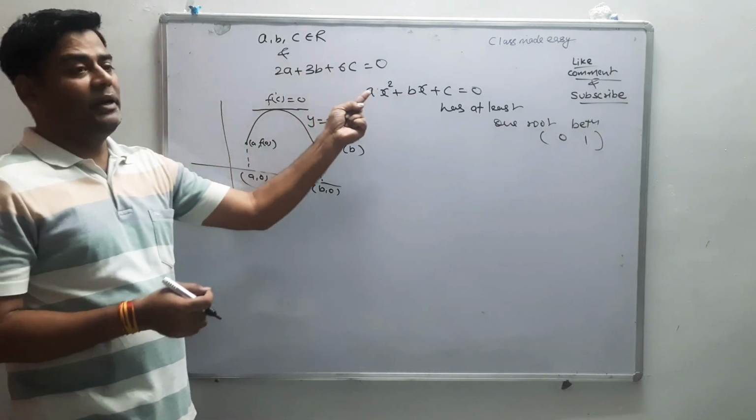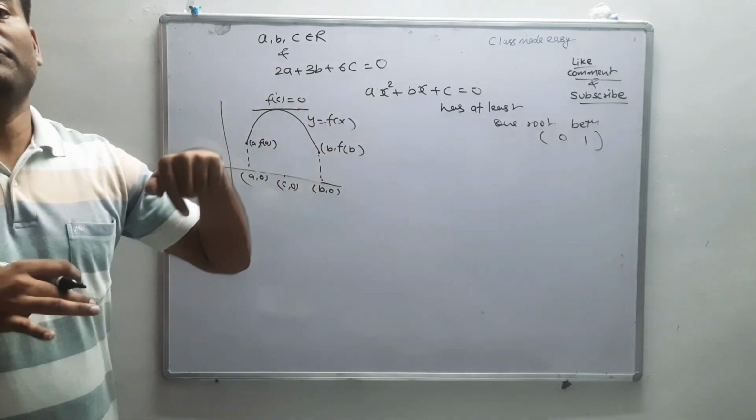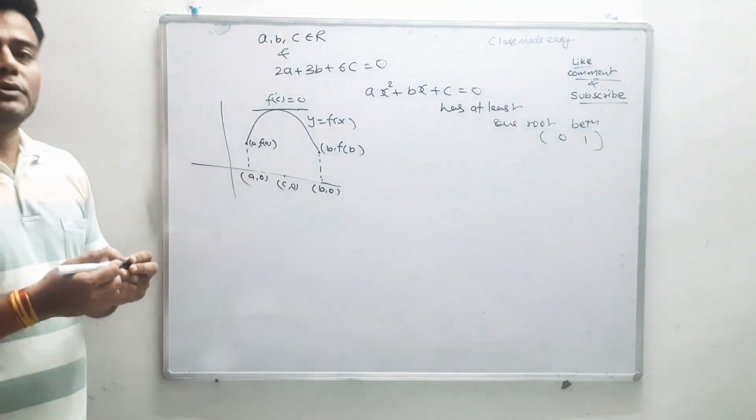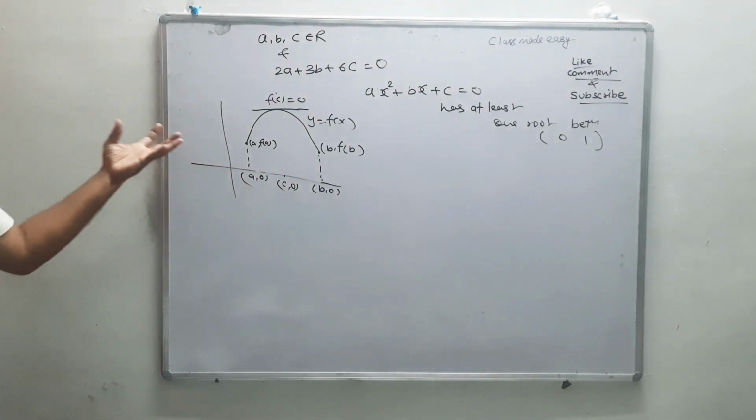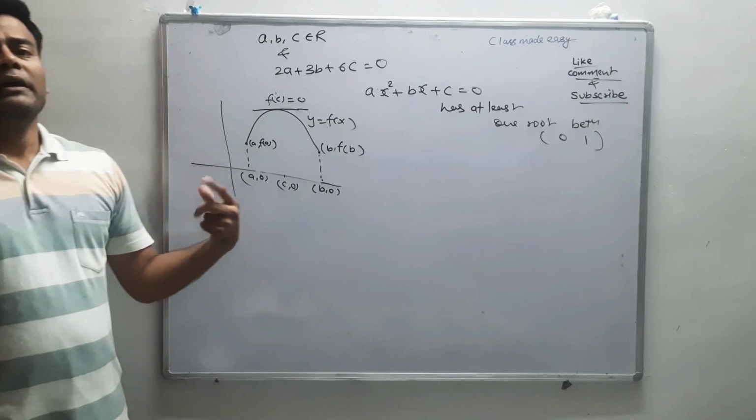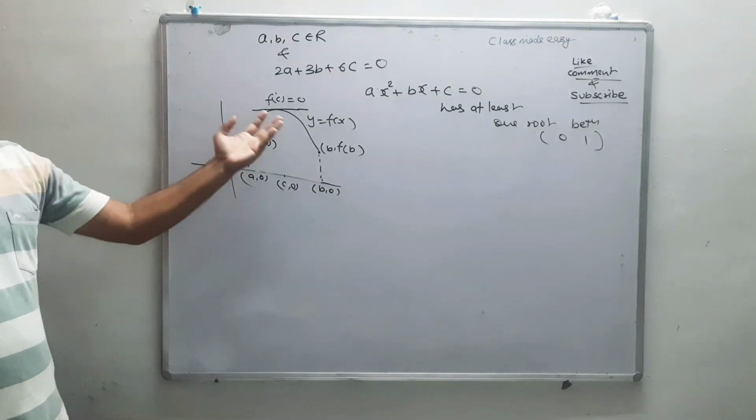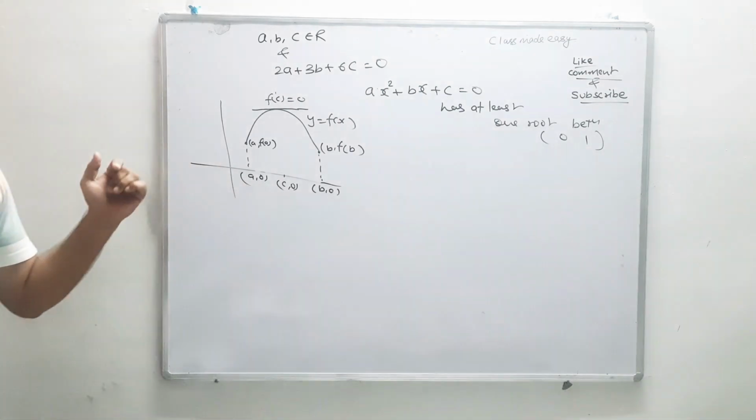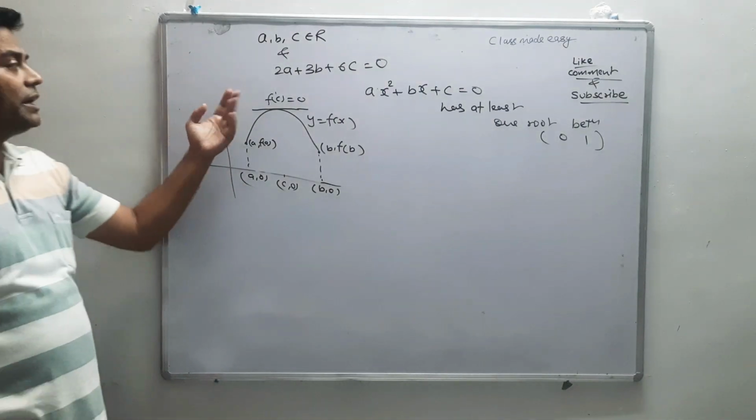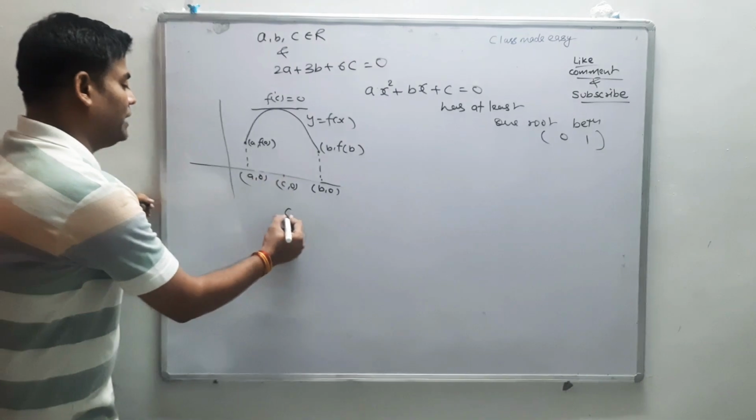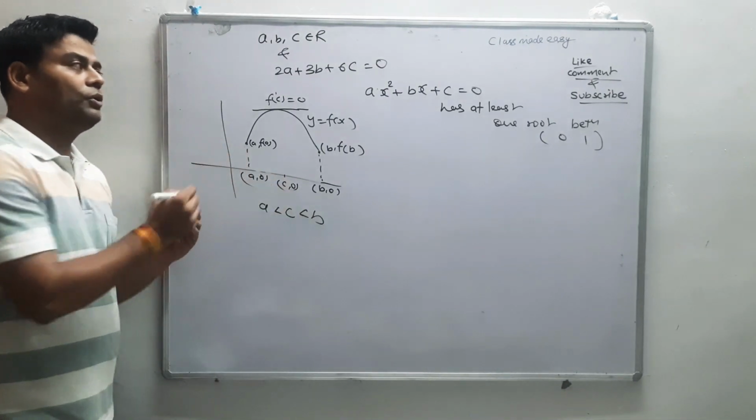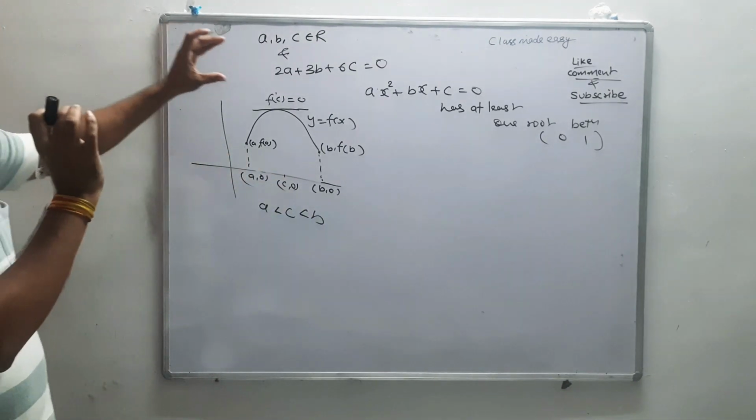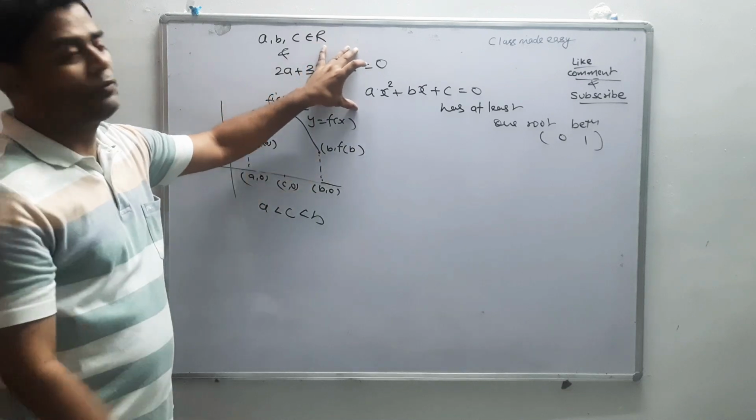But that problem is the converse of Rolle's theorem. Rolle's theorem says if a function is continuous, differentiable, and f of a equals f of b, then there exists a value c for which f dash c is 0. So c lies between a and b. Now we have to solve this problem by the converse of Rolle's theorem.